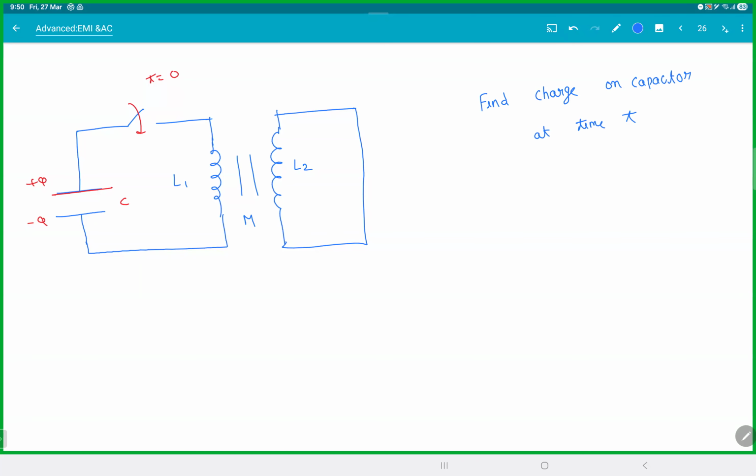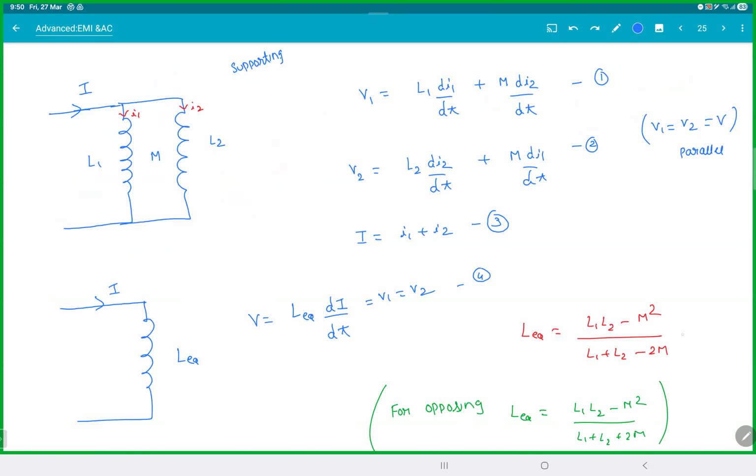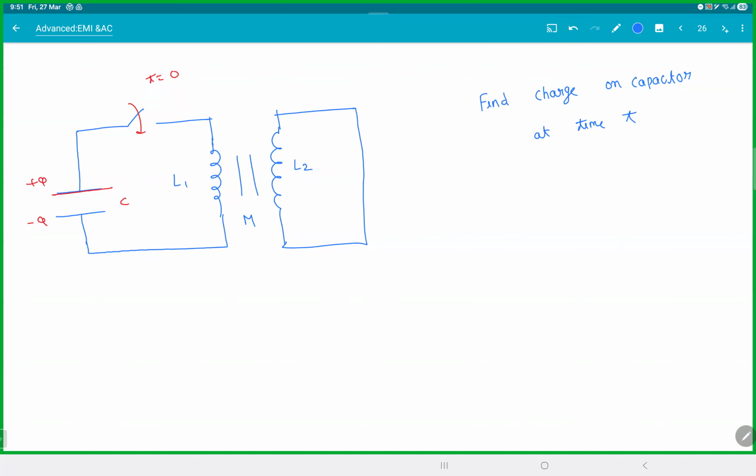L2 is shorted, there's nothing in L2. This gets shorted, and in L1 there's only the capacitor. I don't think they'll ask you this parallel circuit and try to make you solve it, because it's a bit lengthy, but something like this they're going to ask you. Their perspective is not to make you solve big equations. Do you know how to write the equations when there's mutual inductance and self-inductance? That is the main idea there.